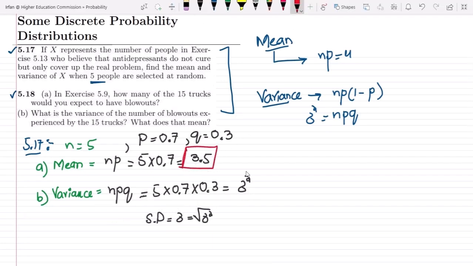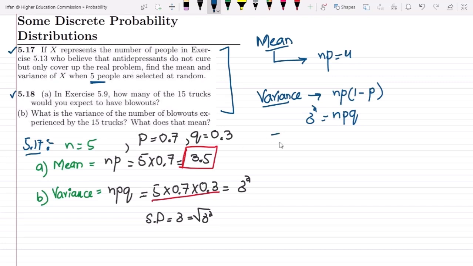This is 3.5, and here you have to calculate it, and then you will get the answer. Now let us move towards question 5.18. In question 5.18, Part A: in exercise 5.9, how many of the 15 trucks would you expect to have blowouts? And B, what is the variance of the number of blowouts experienced by the 15 trucks?